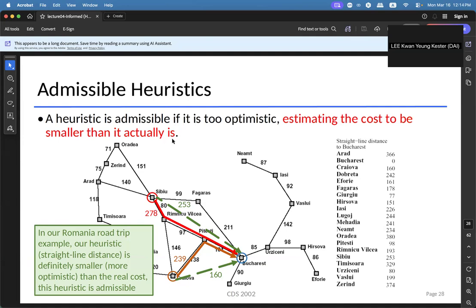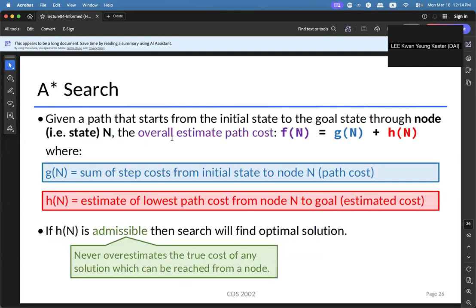And one thing you must know about A-star search is that it selects a node for expansion by this formula. Essentially, a terminal node in the search tree represents a path from the initial state to that terminal node, and that node may get connected to the goal state in the future.